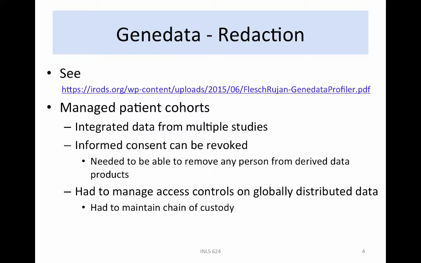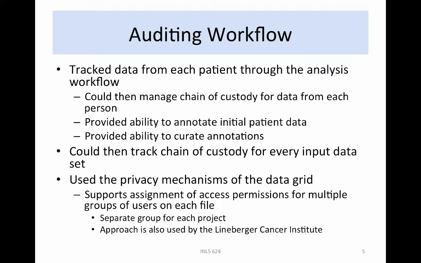However, a patient has the right to change their mind at any time and ask that their genomic information be removed from a project. This requirement for data redaction was implemented by tracking the chain of custody of each genome and tracking the use of each genome in each project. When data are distributed globally, the tracking had to be done across every storage location. Data grid technology was used to enforce the ability to redact patient cohorts for distributed data collections. Auditing mechanisms were used to track the data from each patient through each analysis workflow. This made it possible to maintain a chain of custody, not just of storage location, but also of use by a project for data from each person.